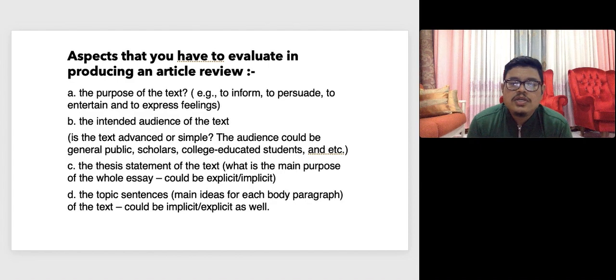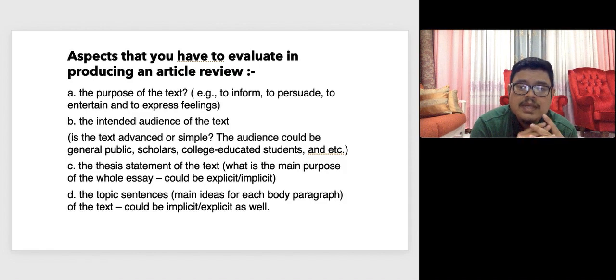Okay, so these are the aspects that you have to evaluate in producing an article review. So this is the same as what is in your assignment worksheets, so you can check them out as well. So the first aspect is you have to state what you think the purpose of the text that you are reading is, right? So you are given 3 texts, right? So you have to choose one. So for the text that you chose, you have to state what you think the author's intention is.